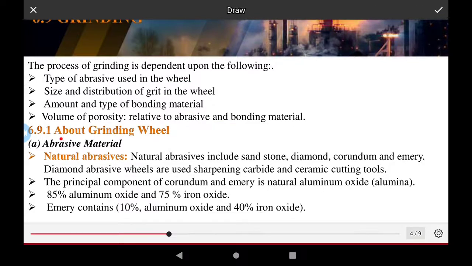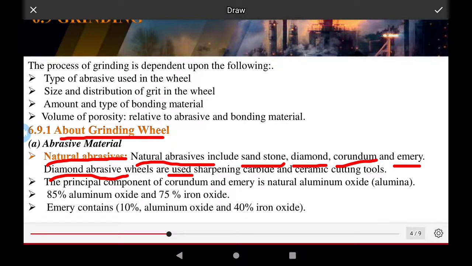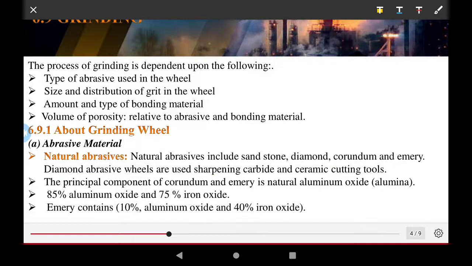About the grinding wheel: abrasive metal. What is the abrasive metal? Natural abrasives include sandstone, diamond, corundum, and emery. Diamond abrasive wheels are used for sharpening carbide and ceramic cutting tools.